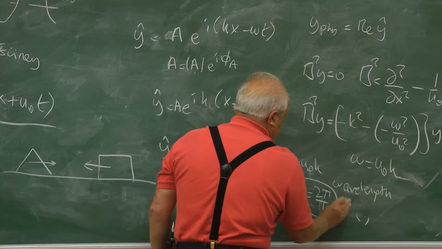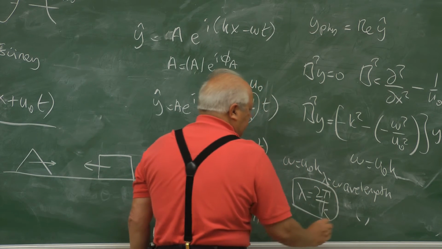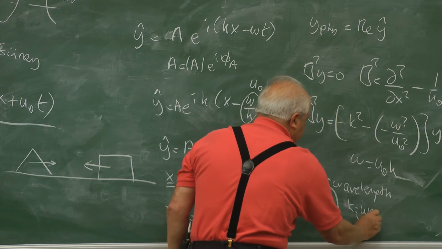Lambda is the wavelength, and k is called the wave number.